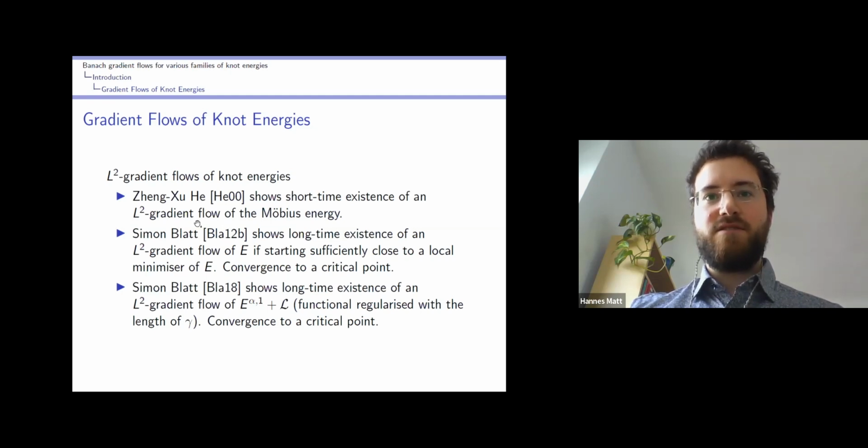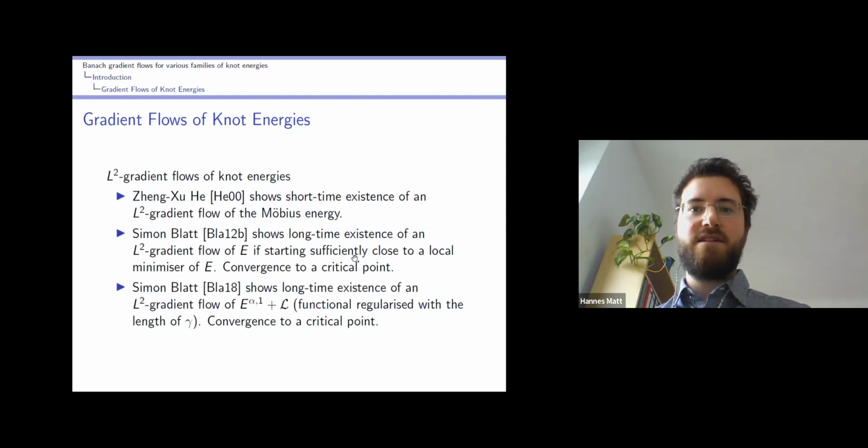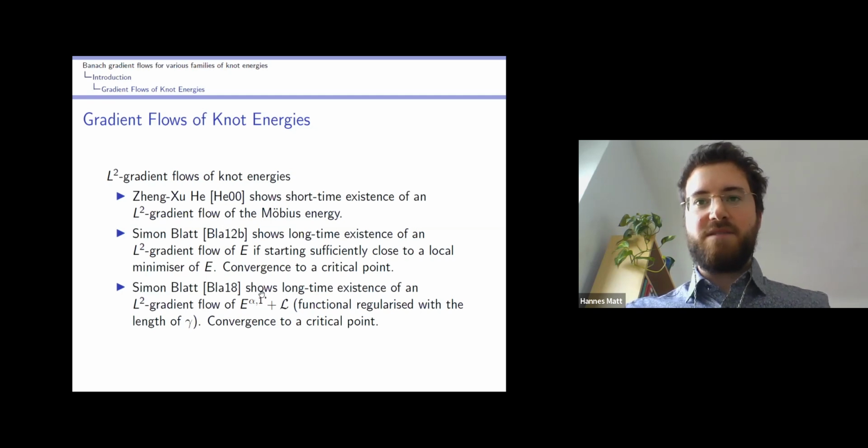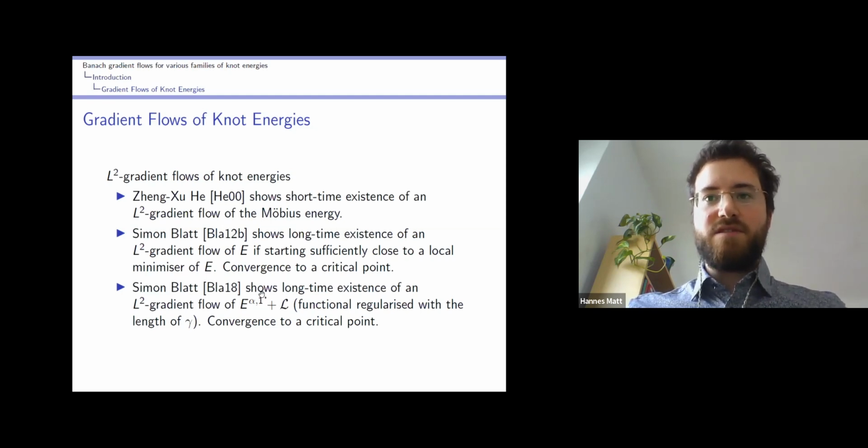Simon Blatt showed that there is a true gradient flow of the Menger energy for all times, given it starts sufficiently close to a local minimizer. Then for O'Hara energies with particular exponents, he shows the long time existence of L2 gradient flows if the functional is regularized with the length of gamma. So he adds to this O'Hara energy the length of the curve.